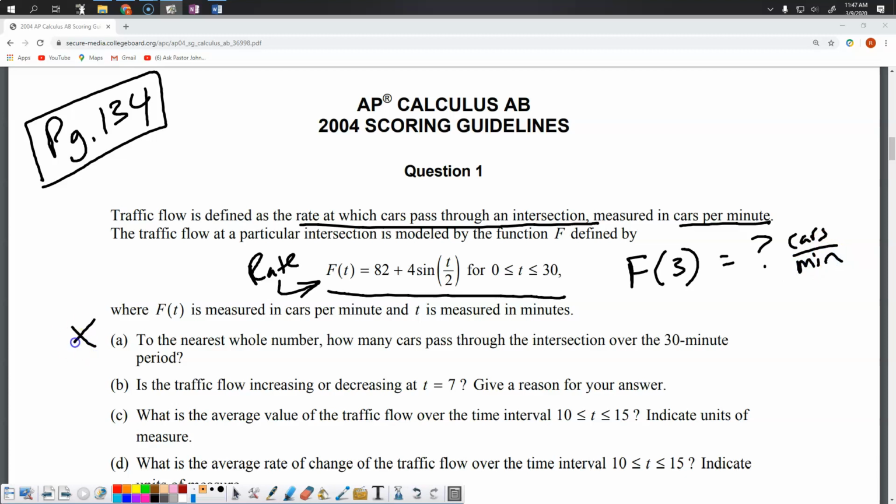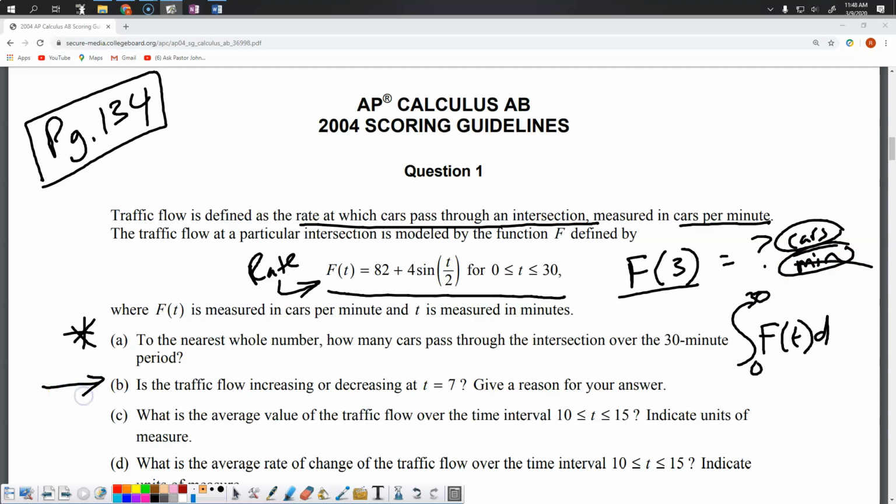Now in part A, they're asking you to find not how many cars pass through the intersection per minute, just how many cars actually pass through the intersection over a 30-minute period. Well, in class we've learned that to turn a rate, which is cars per minute, into a y value, you integrate that rate, and that will eliminate the time factor, and that will give you an answer for cars. So I'll let you guys do that.